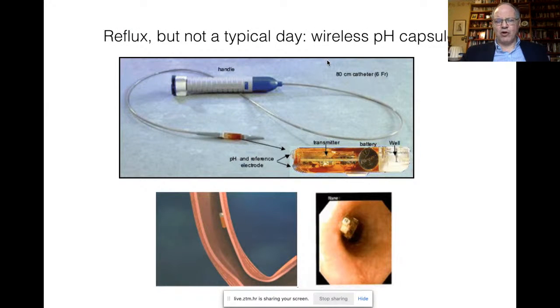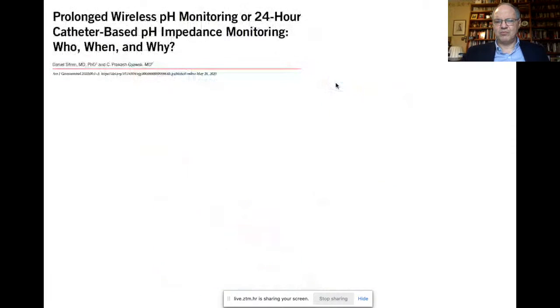What about Bravo or wireless pH metry? This is a very useful technique, used very often, particularly in the US. It is very well tolerated by patients who don't like to have a catheter, and is very useful in the diagnosis of reflux disease. This technique provides the possibility to measure for 48, 72, up to 96 hours and gives you the possibility to know whether the patient might need to continue with PPIs or not.